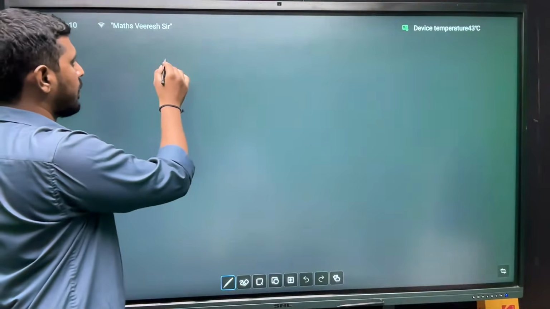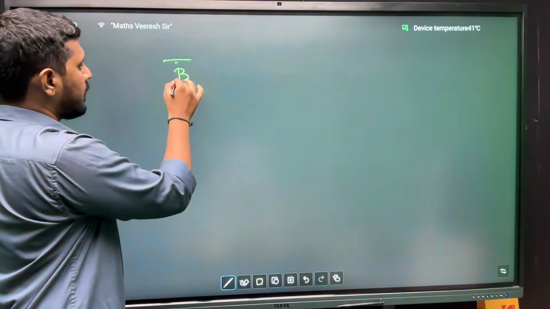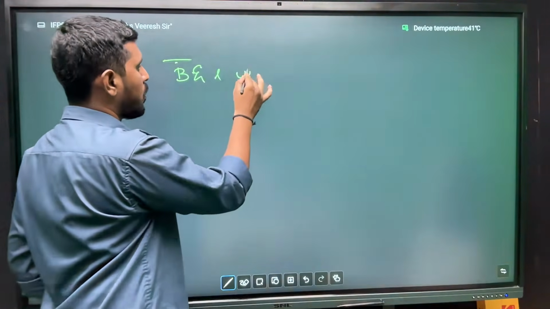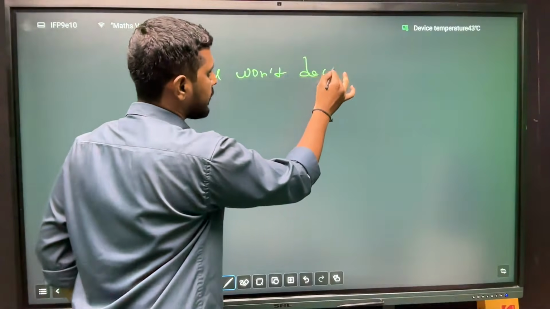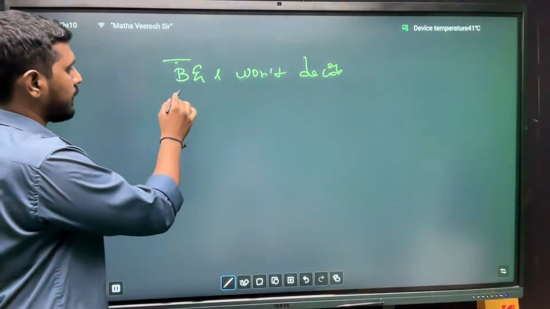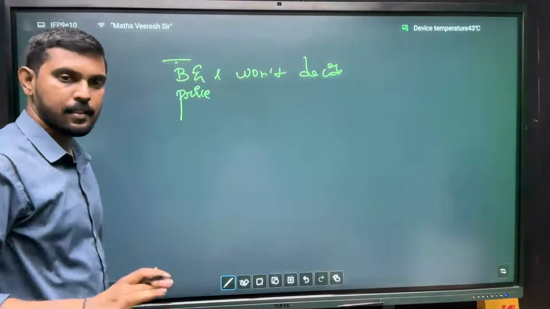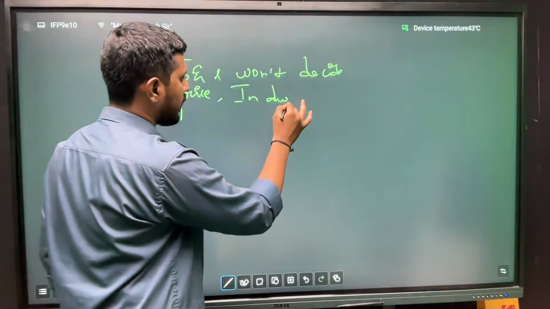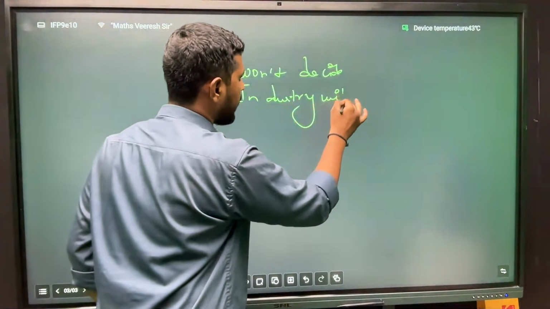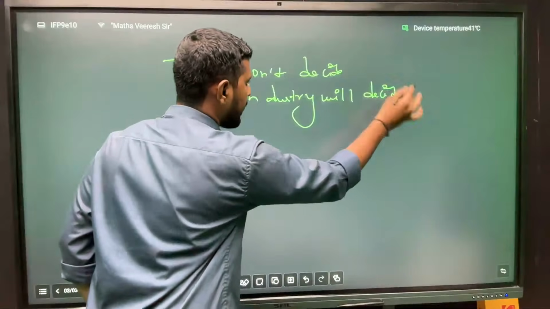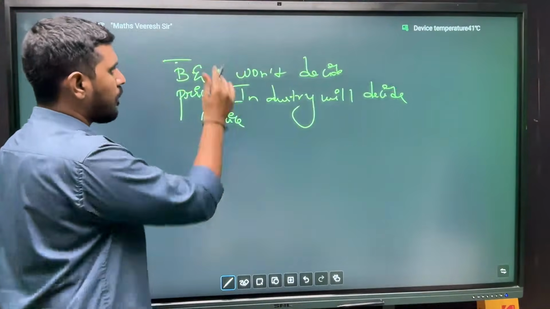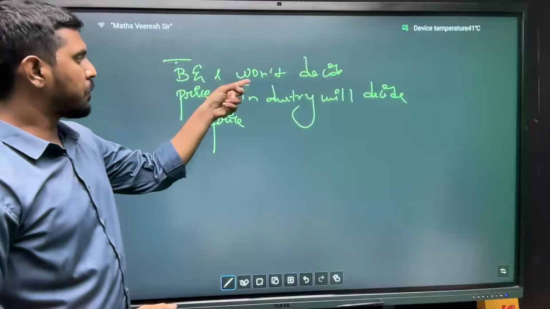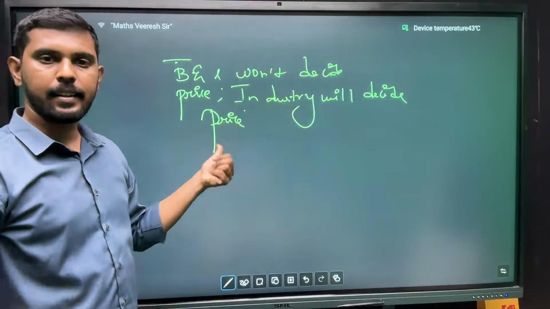Another point here: after the introduction, write down one point. Buyers and sellers won't decide the price. Who doesn't decide? The price. The buyers and sellers don't decide the price. Who decides? Industry. Here, industry will decide the price. After the intro of perfect competition, write down this thing: buyers and sellers won't decide the price, industry will decide the price.